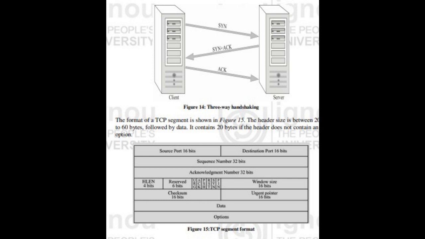Reserved, these 6 bits are reserved for future use. Flag, 6 bits. This field signifies 6 control flags, each one of them occupying 1 bit. Out of these, 2 are most important. The SYN flag indicates that the source wants to establish a connection with the destination. The FIN flag means that the sender wants to close the TCP connection.